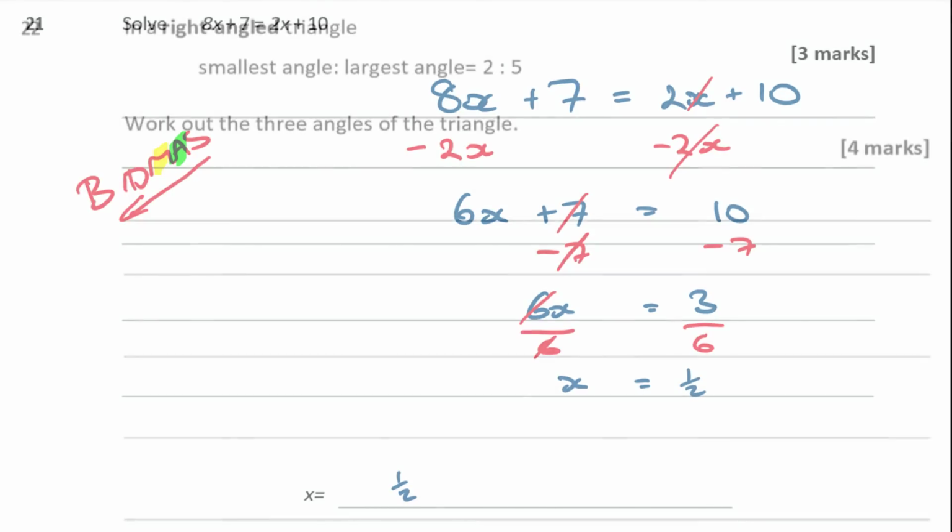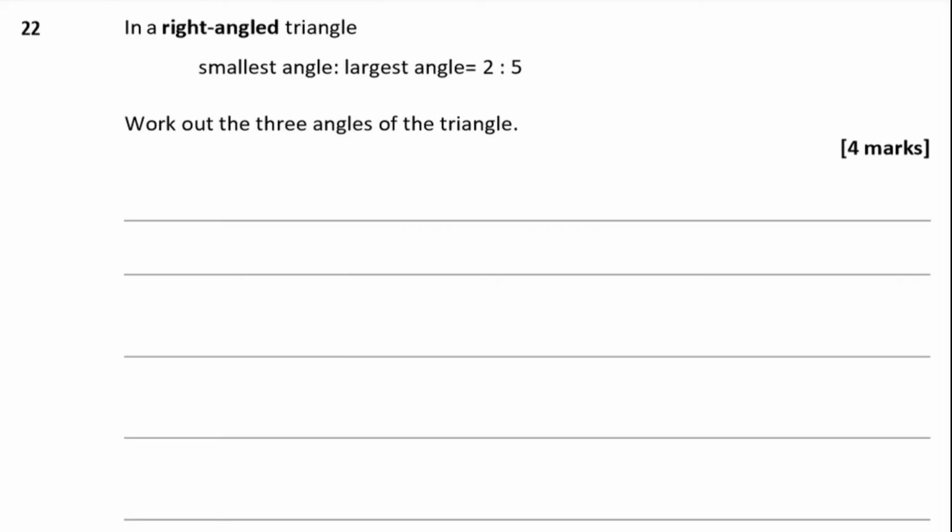It's a half. In a right angle triangle, the ratio of the smallest angle to the largest angle is in a ratio of 2 to 5. Okay, so work out the 3 angles of the triangle. Now notice we haven't got the medium angle in here. We haven't got the medium one.